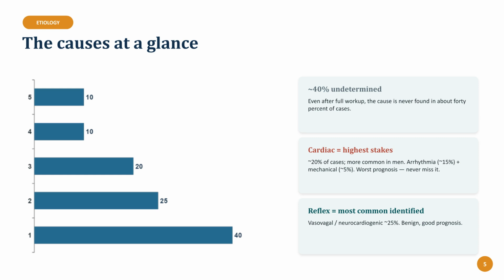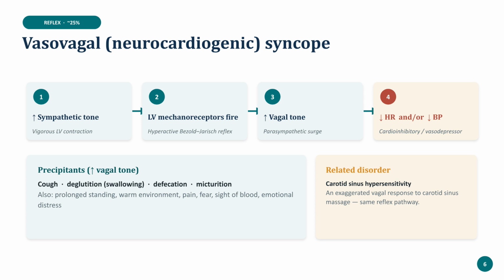Looking at the causes, nearly 40% of cases remain unexplained after a full workup. Reflex or vasovagal syncope is the most common identified cause and is generally benign. Cardiovascular causes account for about 20% of cases, but are the most dangerous, so our approach is specifically designed to identify them.